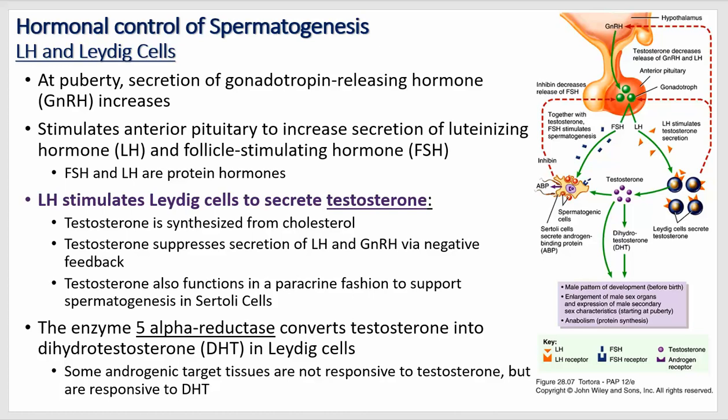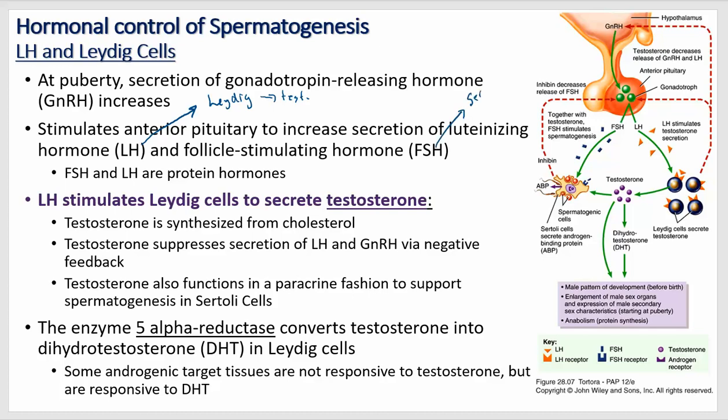So, hormonal control of spermatogenesis. How are we going to control the production of sperm? A couple of things. At puberty, secretion of gonadotropin-releasing hormone increases, and it stimulates the anterior pituitary to increase secretion of luteinizing hormone, which remember we've already tied luteinizing hormone to Leydig cells and testosterone. And then the follicle-stimulating hormone. I know this is repetitive, but I'm doing it on purpose.